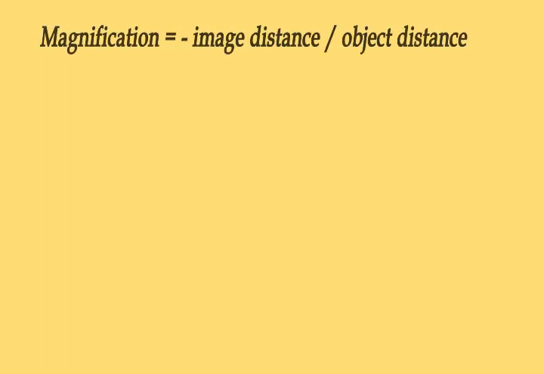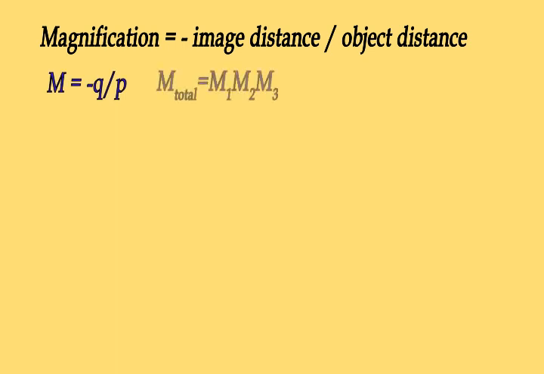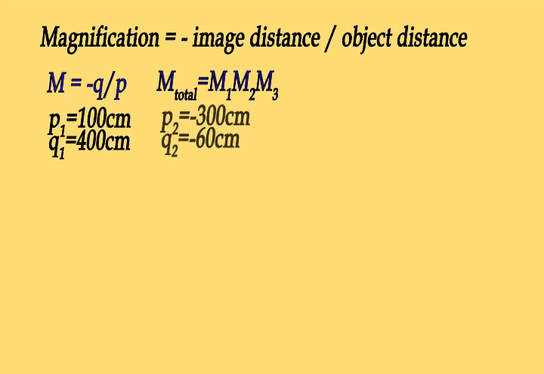For part B, we have to find out the overall magnification of the image. To find it, we have to use the formula, magnification equals negative image distance over object distance, and the total magnification can be obtained by the multiplication of the three magnifications. To facilitate our work, we can list out all the object and image distances first. P1 is 100 centimeters. Q1 is 400 centimeters. P2 is negative 300 centimeters. Q2 is negative 60 centimeters. P3 is 160 centimeters and Q3 is 160 centimeters.